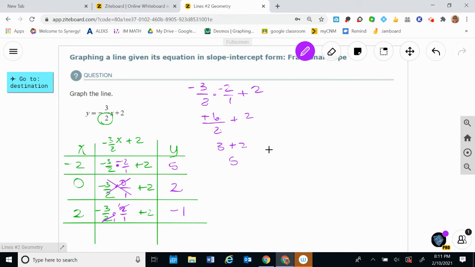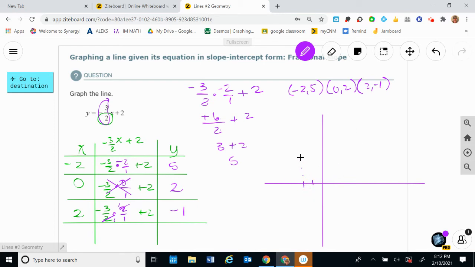Okay. So my points are -2, 5, 0, 2, 2, -1. And again, you're just graphing them. Now tell me about the slope. It's negative. -3 halves. It's greater than 1, and the direction is negative. So let's see what happens. -2, 5, 0, 2, and 2, -1. Okay.